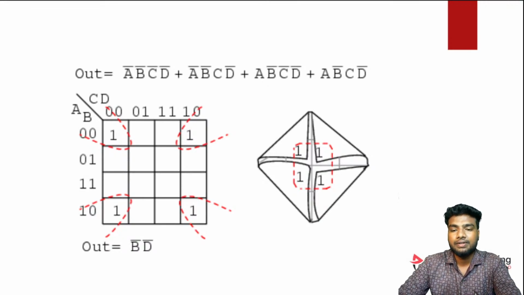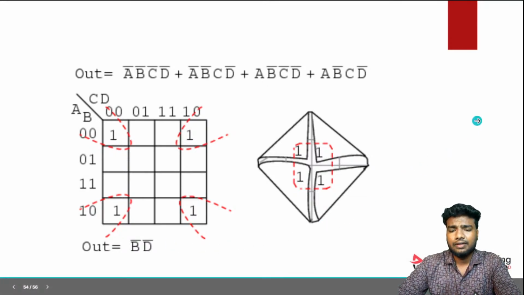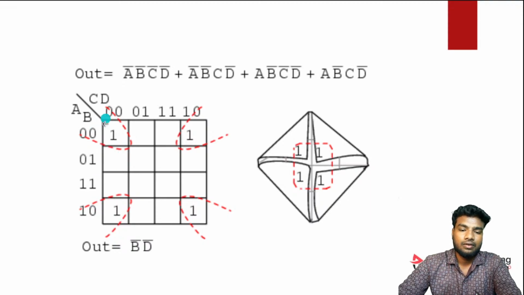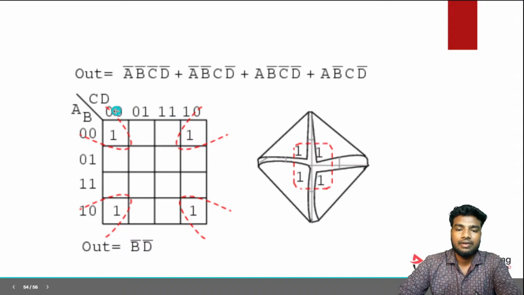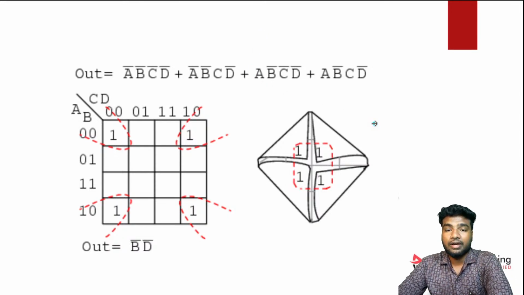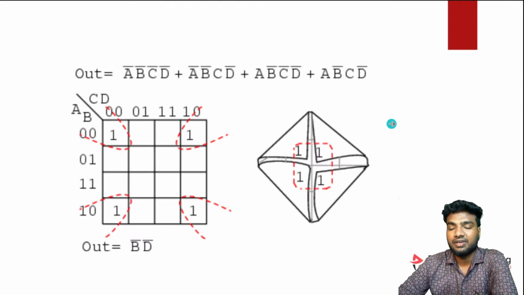So the rules are just to group by 8, 4, 2 bits, and then check whether the values are changing or if you have the same values. If you have the same value, like B, we write B bar. Here we have D as the same value, so we write D bar. This is how to do K-map simplification.